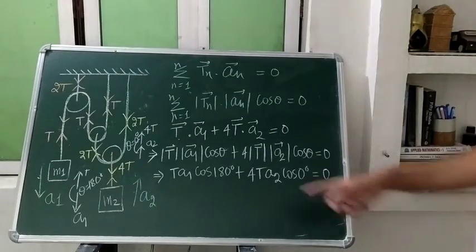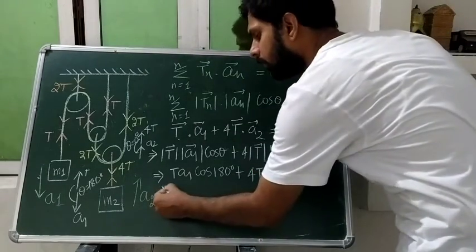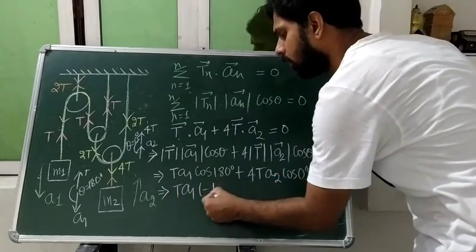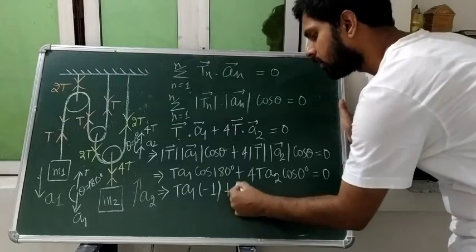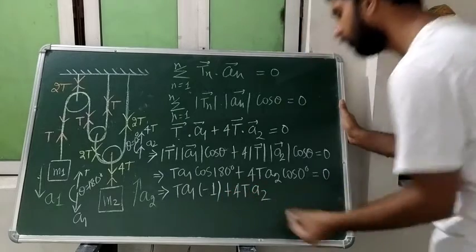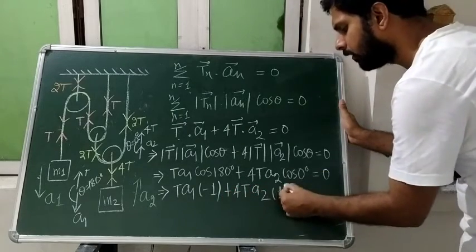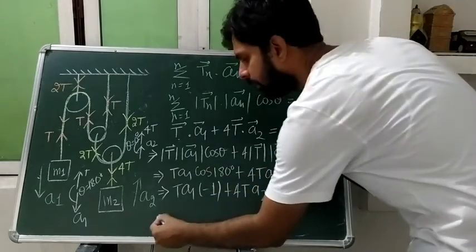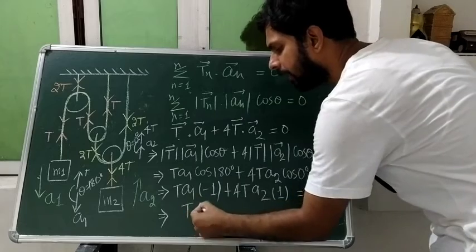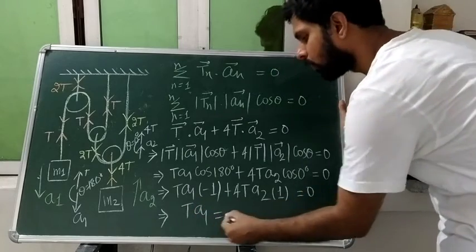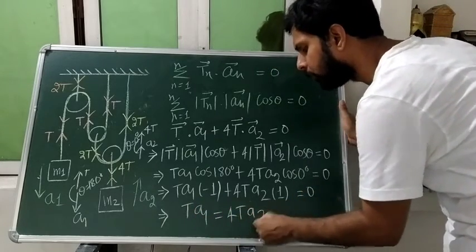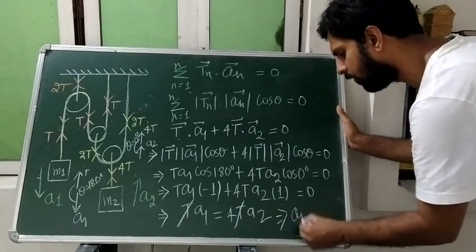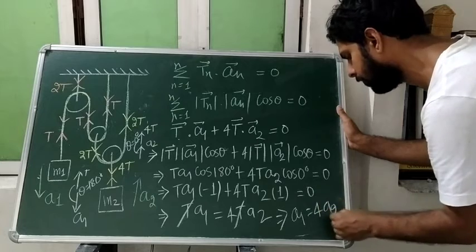Of course, students, cos 180 is what? That is minus 1. And plus this 4T A2, cos 0 is what? 1, equals 0. So T A1 will go to the other side. So we can write that T A1 will be equal to 4T A2. From here T will get cancelled out and we will get that A1 will be 4 times A2.